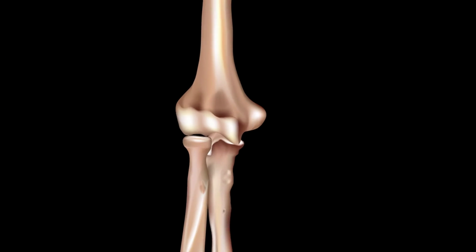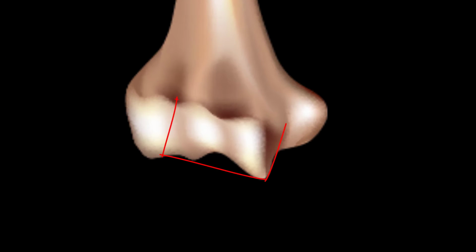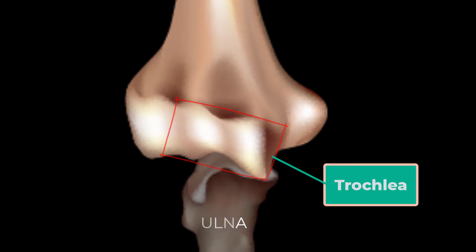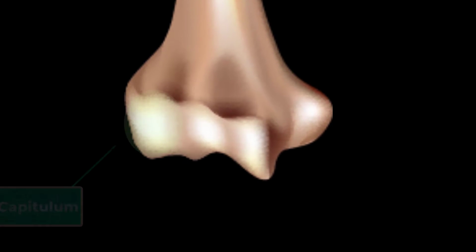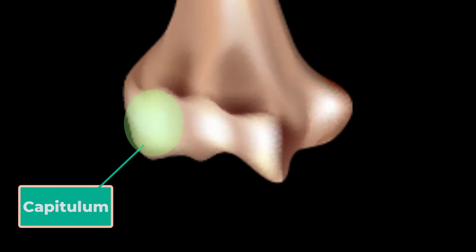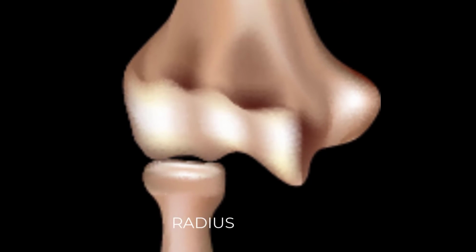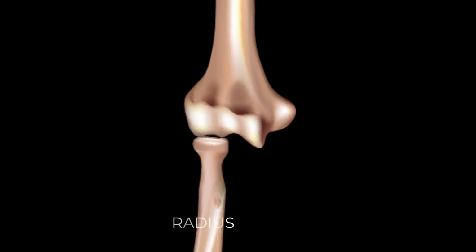The more medial of these areas is called the trochlea. The trochlea articulates with the ulna bone. Immediately lateral to the trochlea is the capitulum, which is a knob-like structure located on the anterior surface of the distal humerus. The capitulum articulates with the radius of the forearm.